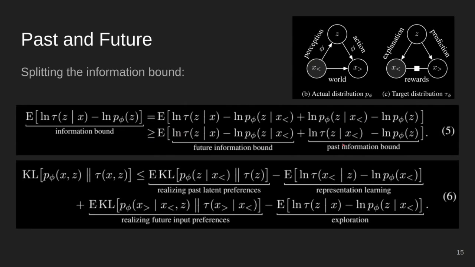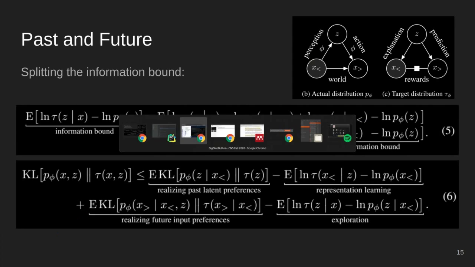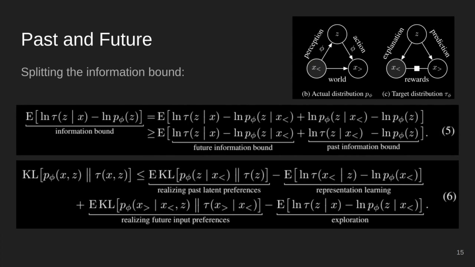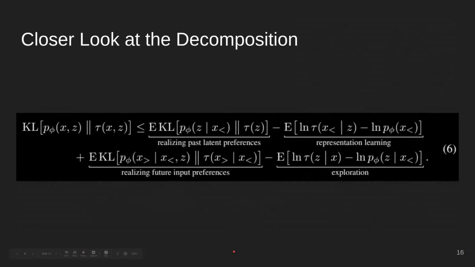Okay, so let's maybe try to look at this decomposition and try to intuitively understand which term means what. Basically we have this same KL divergence that we had, now decomposed in some terms. So the first two terms correspond to the past, while these two terms correspond to the future.